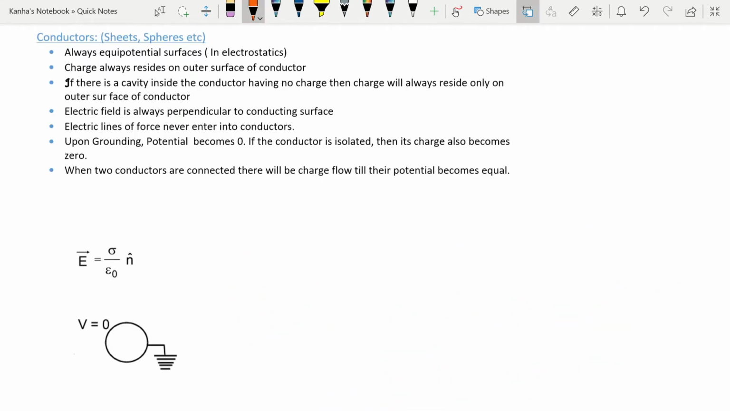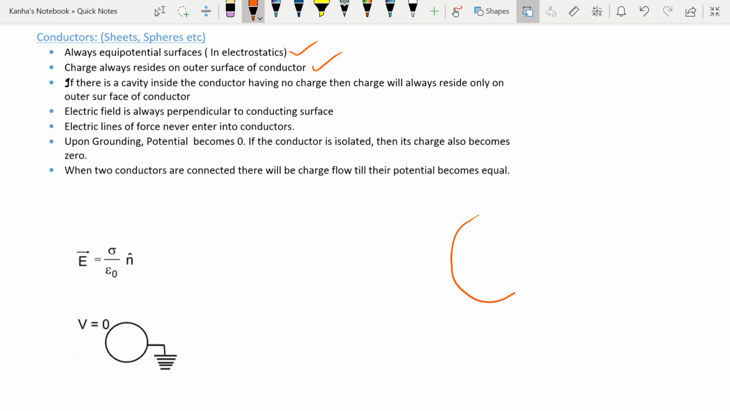Next, let's take a brief look at conductors. Conductors are materials which contain a large number of free electrons which can move freely inside the material. Okay. In electrostatics, conductors are always equipotential surfaces. You should also note that charge always resides on the outer surface of the conductor. So there cannot be a charge inside the conductor.